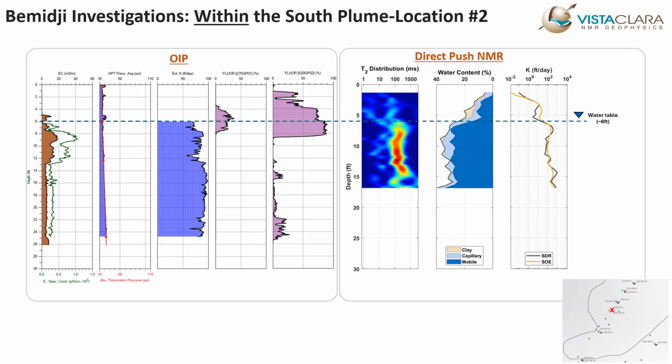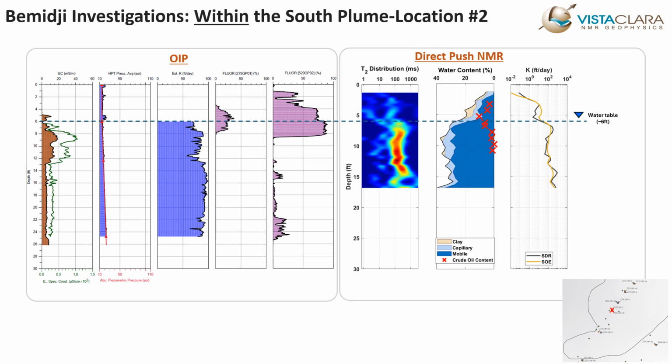So here is the second location within the SOUGH plume that we used to collect OAP and NMR data. So again, OAP could detect crude oil very nicely. Again, OAP-G was performing better at this site. We could detect crude oil both above and below the water table, which is about 6 feet in this location. And again, the standard CPMG pulse sequence provided nice results, but we unfortunately can't tell from this if we have any crude oil.